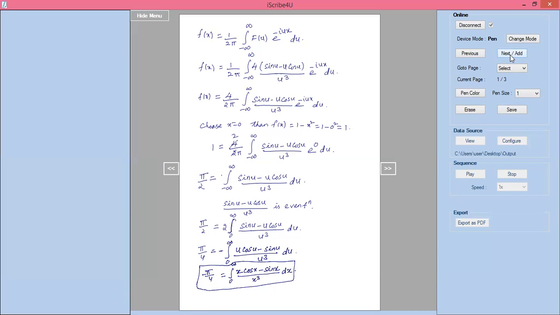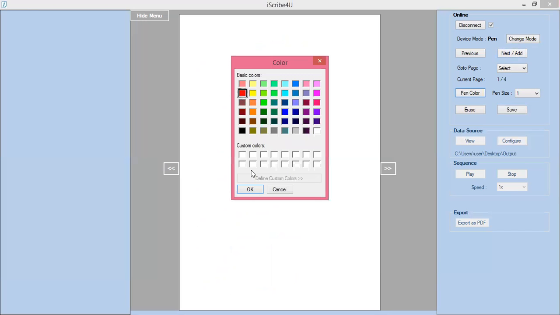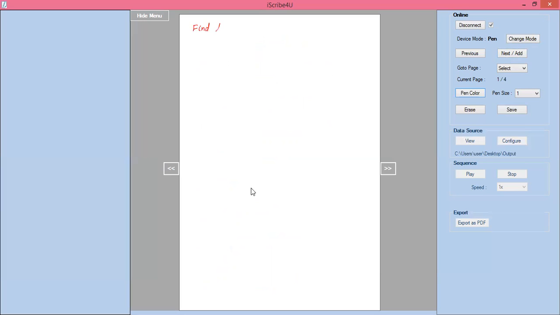Right. One more question I will simplify in this method. Find the Fourier transform of f of x equal to e power minus of modulus of x.